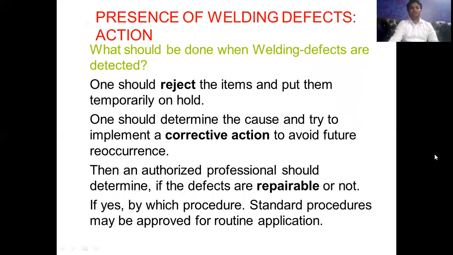In the presence of weld defects, what should be done when welding defects are detected? So what should we do? One should reject the items and put them temporarily on hold. One should determine the cause and try to implement a corrective action to avoid future reoccurrence. Then an authorized professional should determine if defects are repairable or not. If yes, by which procedure? Standard procedures may be approved for routine applications. So these are the measures to be taken when we observe welding defects in the manufacturing sector.